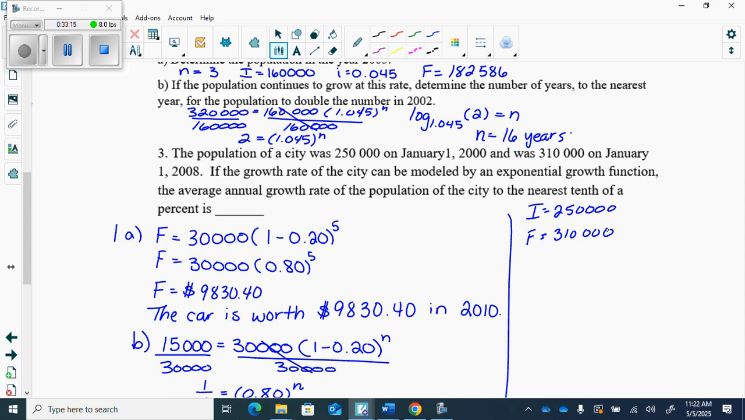Exponential growth. The average annual growth rate to the nearest tenth. They don't know. And n equals 8. So we get 310,000 equals 250,000 bracket 1 plus i to the 8. Now, if we know our final and we know our initial, we're going to divide them first off. Can we just terminate a decimal where we feel like it, like round early, or are we allowed to do that? When are we allowed to round? In the very final last step. If you're rounding before that, we got problems.